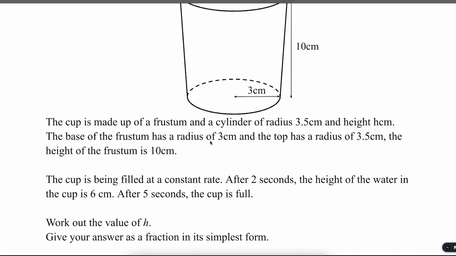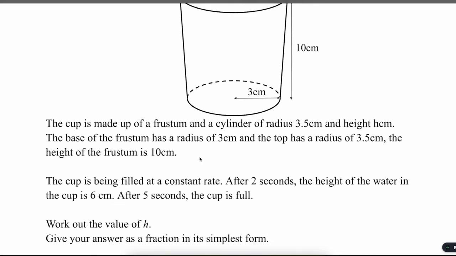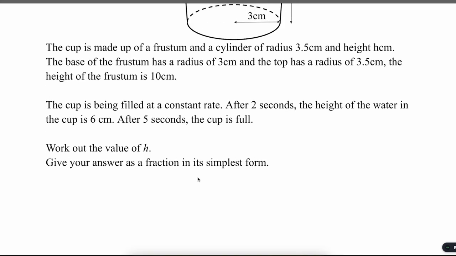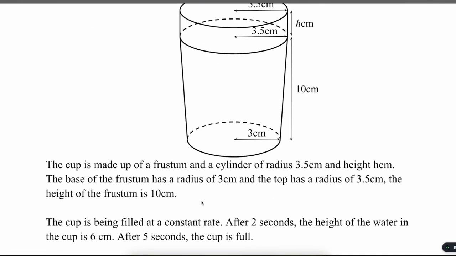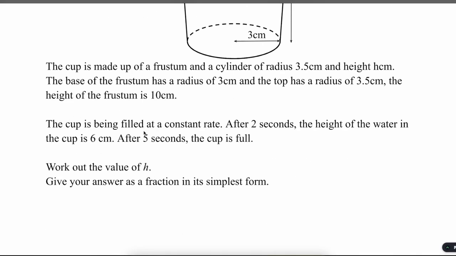The cup is being filled at a constant rate. After 2 seconds, the height of the water in the cup is 6 centimeters. After 5 seconds, the cup is full. Work out the value of h. Give your answer as a fraction in its simplest form. Okay, so we need to work out the value of h using these basically.